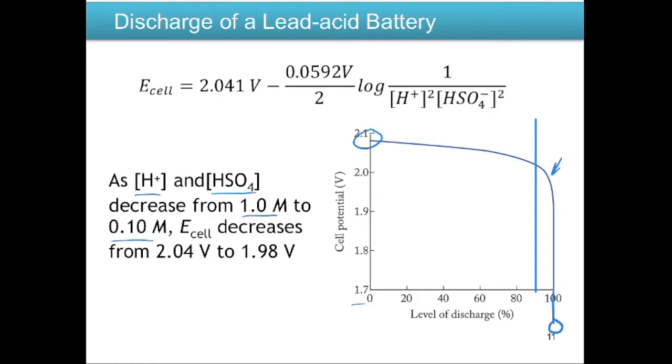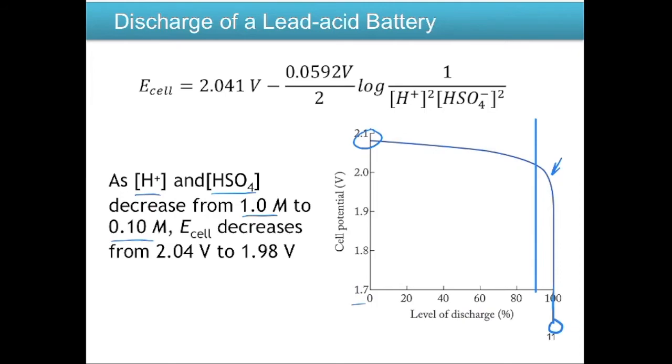So in a way, it's kind of like a buffer, right? Remember when we were talking about buffers, if we add some acid or base to a buffer, the pH doesn't change all that much, even though we've added a good amount of acid or base. So this is a similar type of situation where concentrations of reactants and products are changing by a decent amount, but the voltage is not changing all that much.